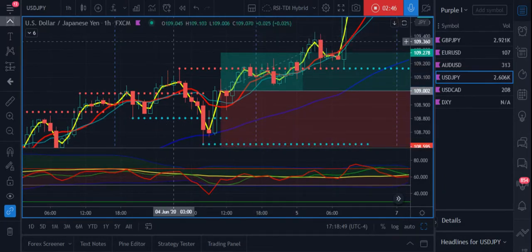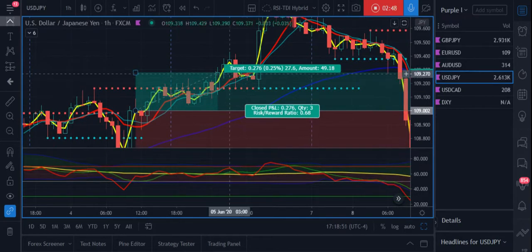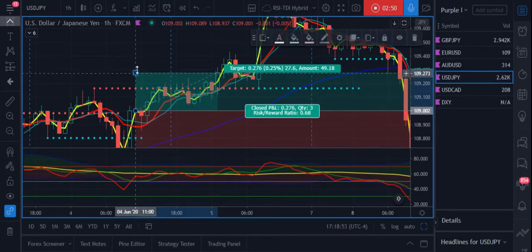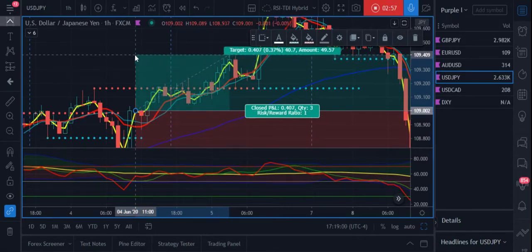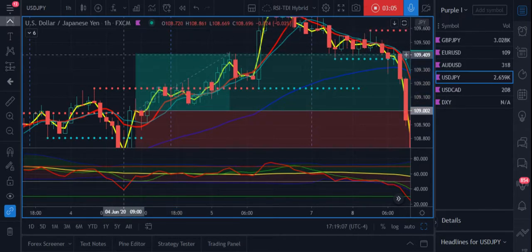Okay, and I want a 1-to-1 entry. So I'm going to take my target and I'm going to move this. And what you want to watch is this risk to reward ratio. You want this to be at least a 1. Okay, but I'm going to show you how we're going to get at least 10 pips out of this thing. So I'm going to make this a 1.